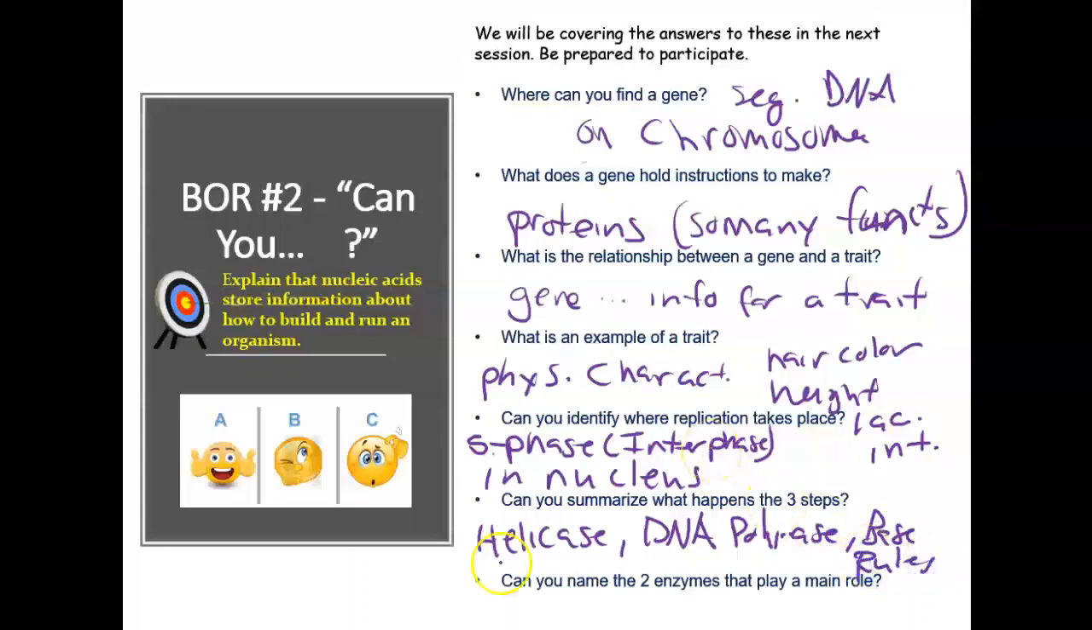Can you name 2 enzymes that play a main role? So I just did that for you, right? I did helicase and polymerase. There will be an RNA polymerase, so maybe you'll be fine if you just memorize polymerase. So basically know the very gist of what these prompts are about.